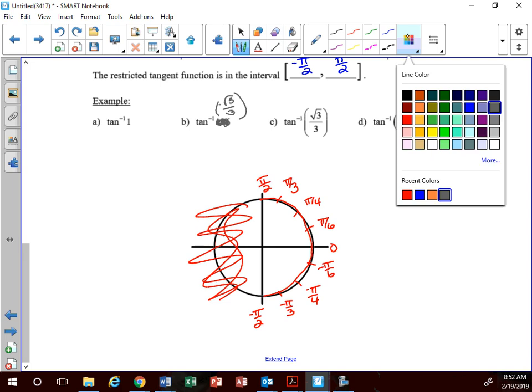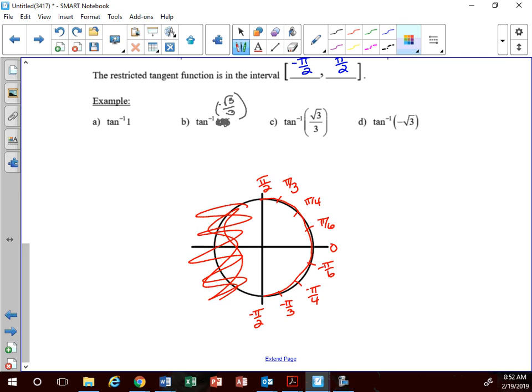All right, so let's answer these. So first one, inverse tangent of 1. So again, only look at the right half of the circle. Where does tangent equal positive 1? Pi over 4, good.